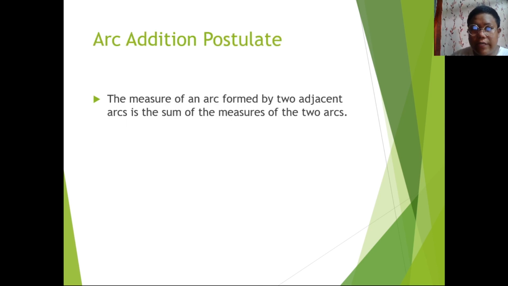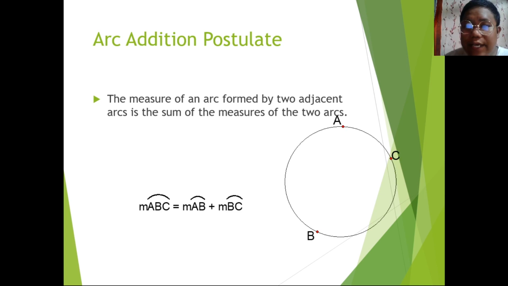Let's go now to the arc addition postulate. The measure of an arc formed by two adjacent arcs is the sum of the measures of the two arcs. That is the arc addition postulate. The measure of an arc formed by two adjacent arcs is the sum of the measures of the two arcs.